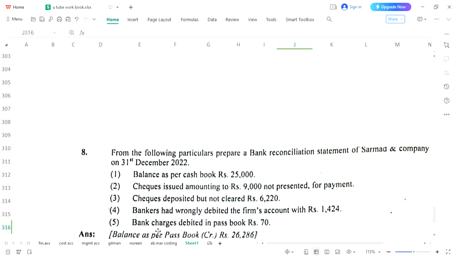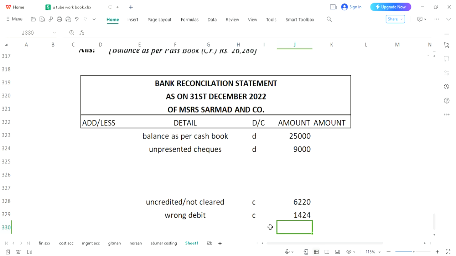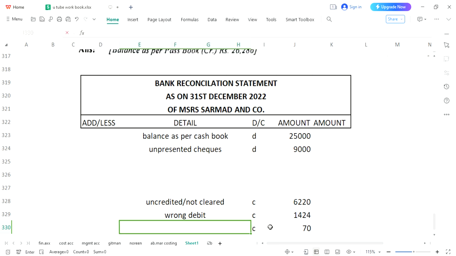Charges. Charges are expenses. As you know, second last rule says in all expenses we will credit bank. So here we have 70 and you are needed to write it on credit side. These were bank charges.